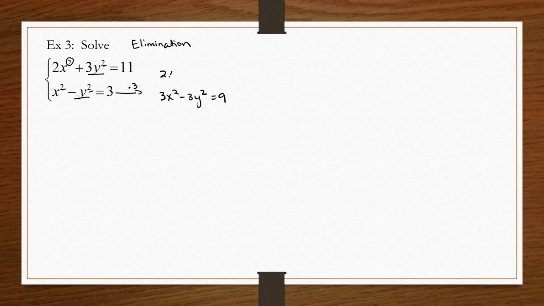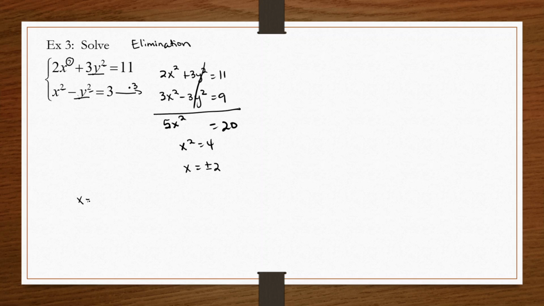Okay, the top equation stays left alone. Okay, and then we add. So I get 5x squared. The y's go to 0, and then I get equals 20. Okay, now we divide by 5, and I'll get x squared equals 4. So that makes x equal plus or minus 2.